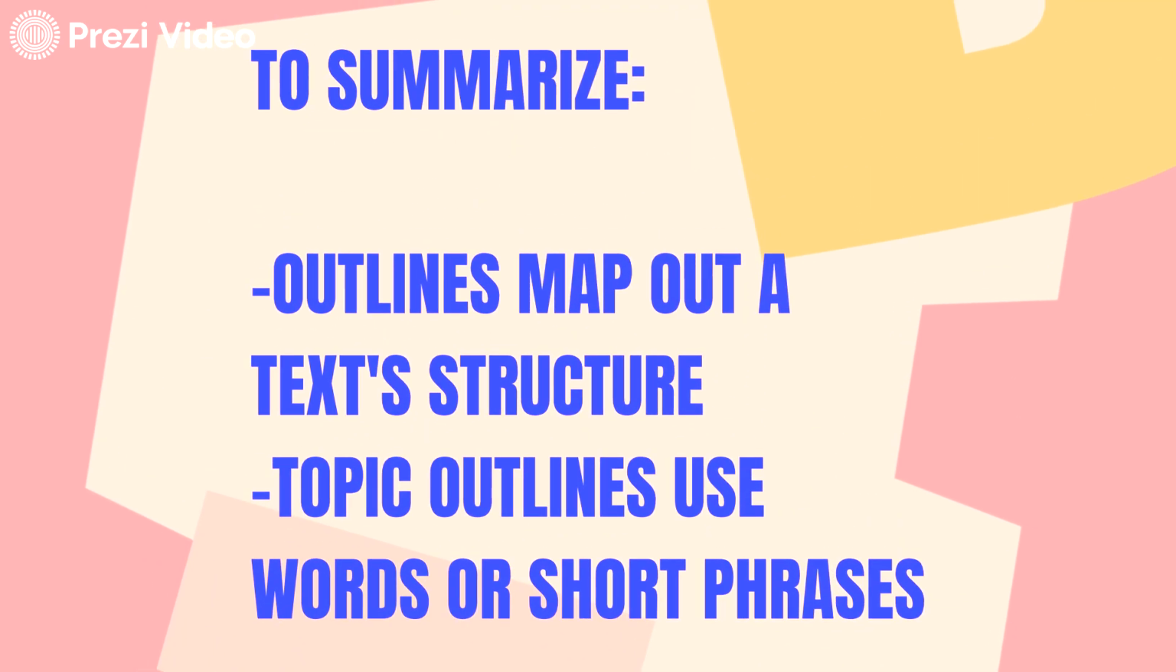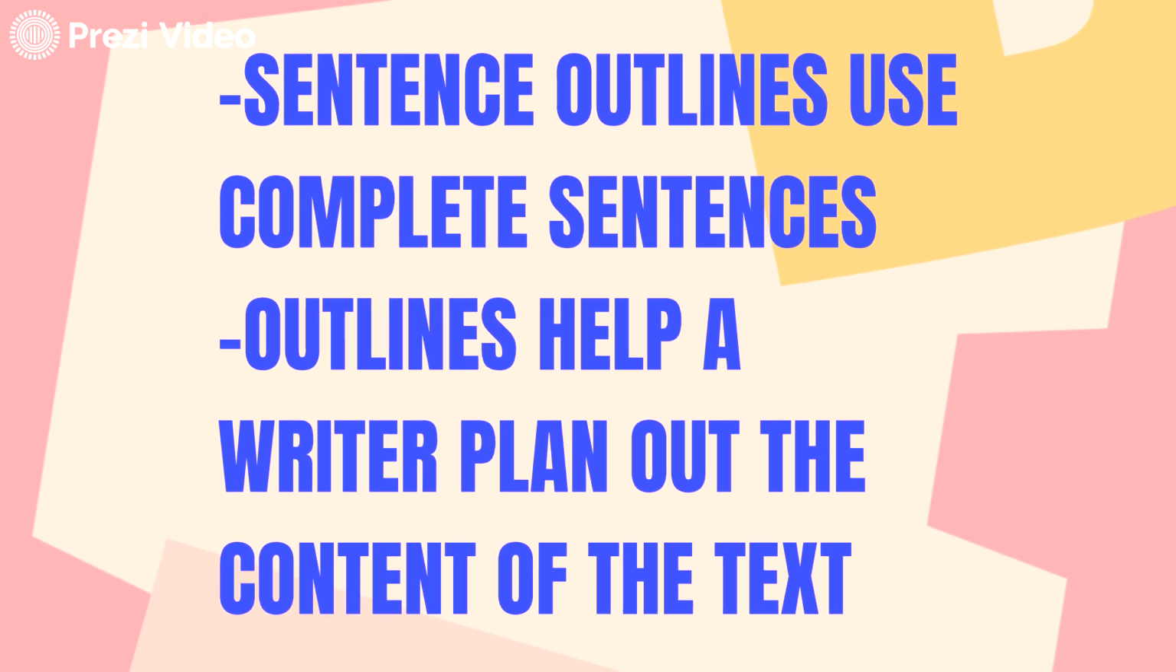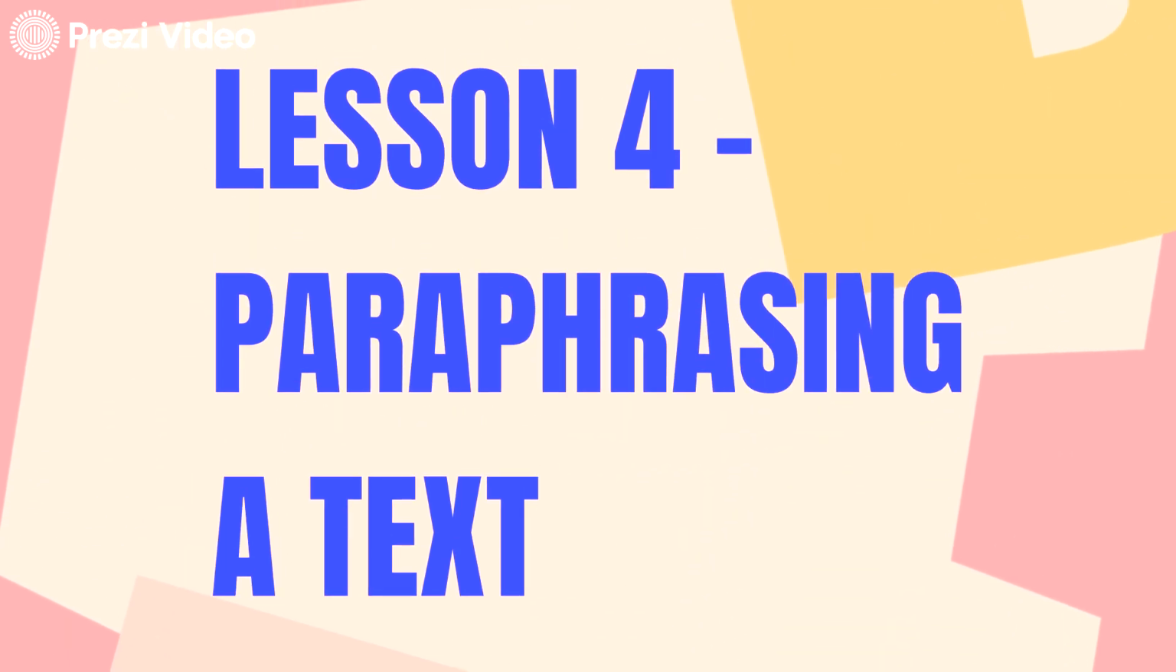So to summarize the lesson, first, outlines map out text structure, and topic outlines specifically use words or short phrases. Now, on the other hand, sentence outlines use complete sentences and are commonly known as expanded topic outlines. The function of outlines is that they help a writer plan out the content of the text before it is actually written. Okay, that wraps up lesson number 3.